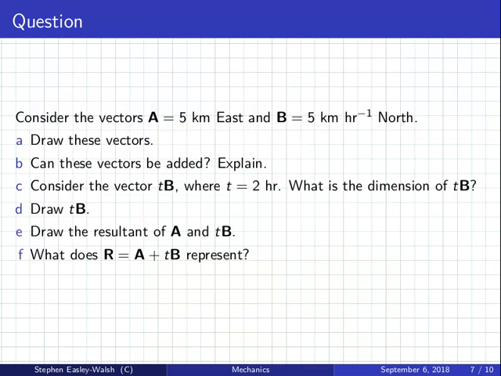Okay. Let's have a look at an example. We will do this one together, but I just want you to write the question down, okay? And we'll do it together.